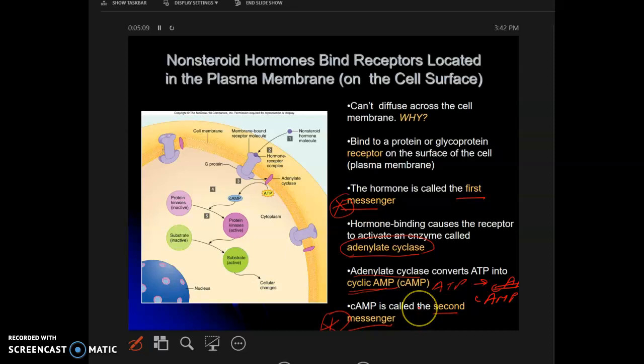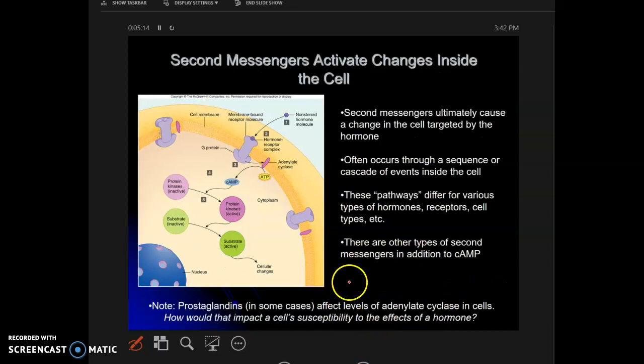Now the second messenger causes a change. How does it cause a change? It will activate certain enzymes. As you can see, a protein kinase, which is inactive, is activated. Once it is activated, it will create a cascade effect. A substrate which is inactive will become active, and you'll see cellular changes.